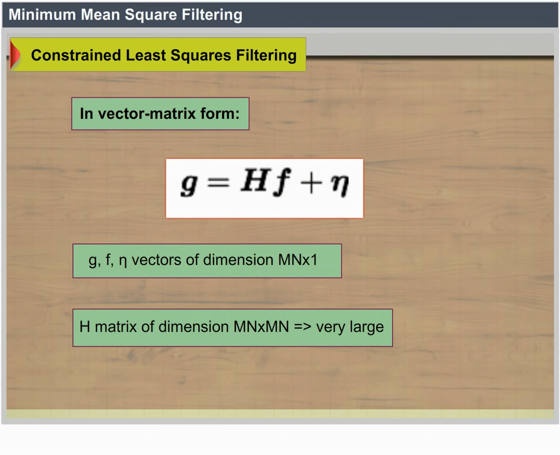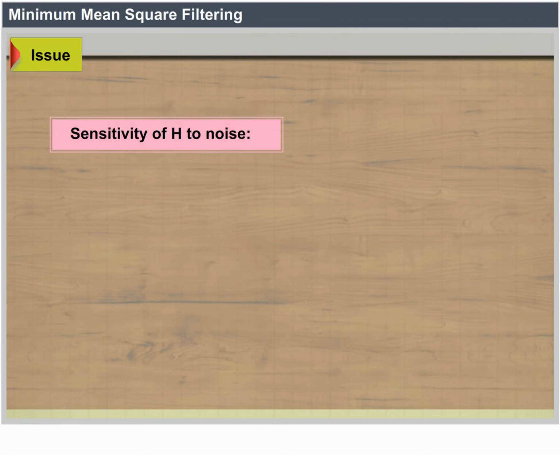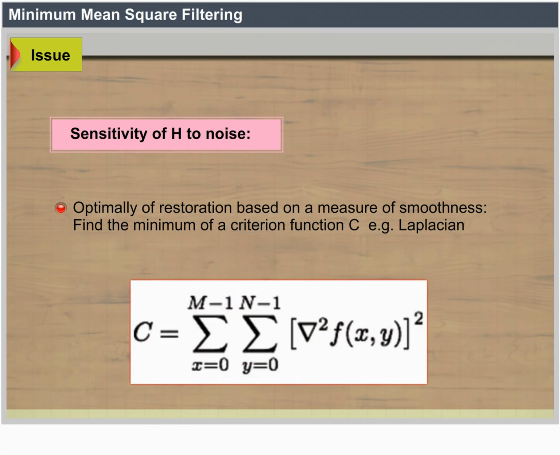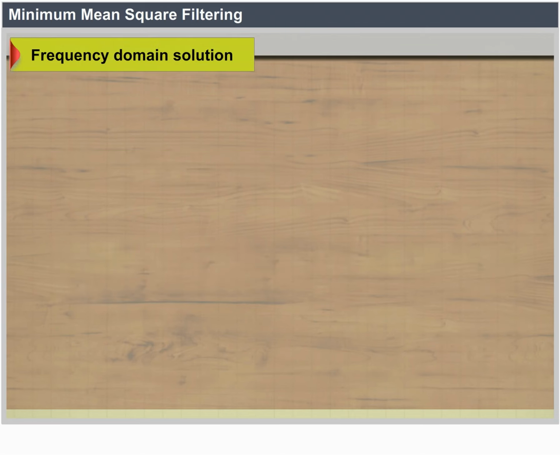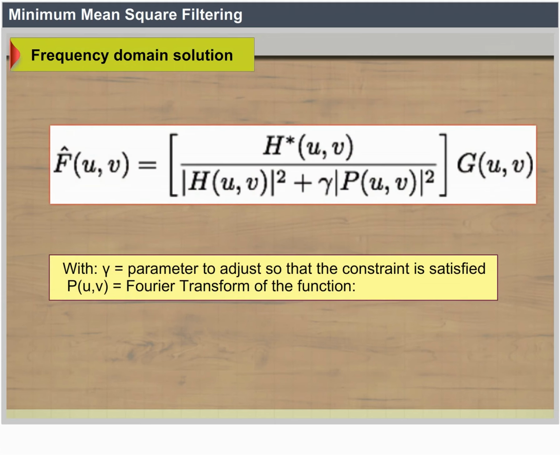Frequency domain solution. The equation is as shown, with gamma representing the parameter adjusted so that the constraint is satisfied, and P(u,v) representing the Fourier transform of the function. The matrix of p(x,y) is shown, where gamma equals 0, that is inverse filtering. Goal: find gamma so that the norm of g minus Hf-hat, squared, equals the norm of eta squared, plus or minus A, where A is the accuracy factor.